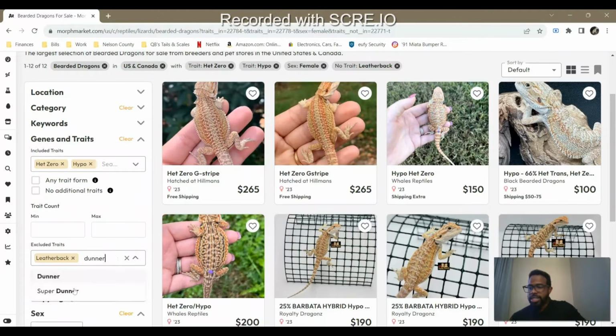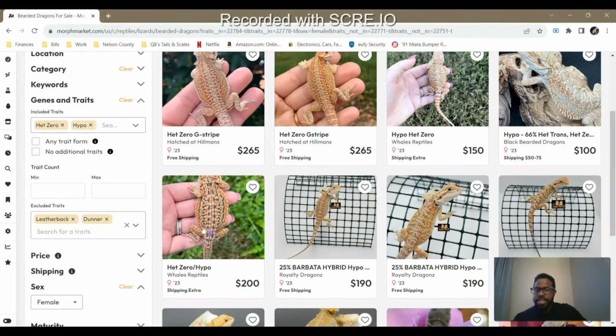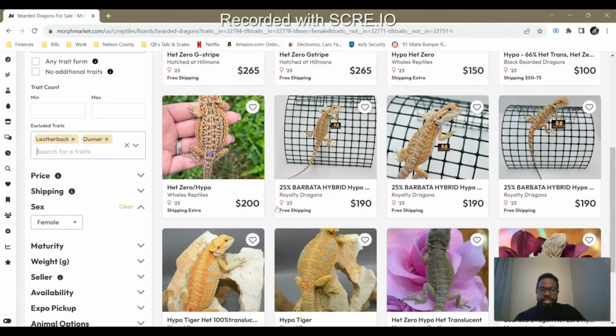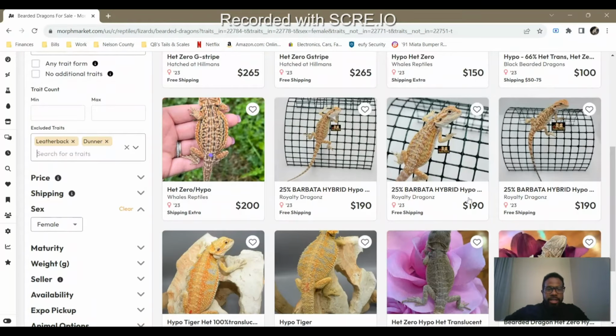This also doesn't help if people aren't putting the correct genes into their listings. Like this one here, it's obviously a leatherback dunner and it's not showing up. It is showing up, so that means it's not been fixed right. So here we go. We got a few.